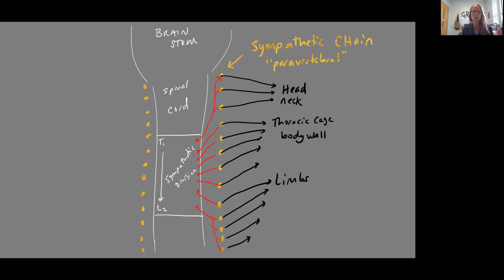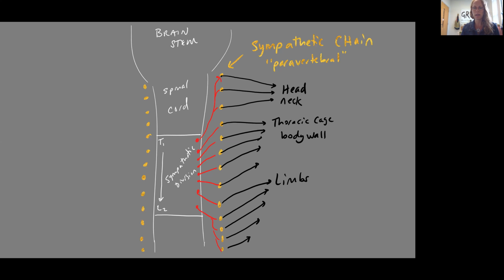But it's close to the spinal cord, and so that means that those preganglionic neuron fibers are short. And then the ganglionic fibers are long because then they're going to extend to the different parts of the body. The sympathetic chain is innervating the head, the neck, the thoracic cage, the body wall being skin, musculature, bone, and the limbs, arms, legs, extremities. So head, neck, thoracic cage, body wall, limbs. Okay, sympathetic chain.